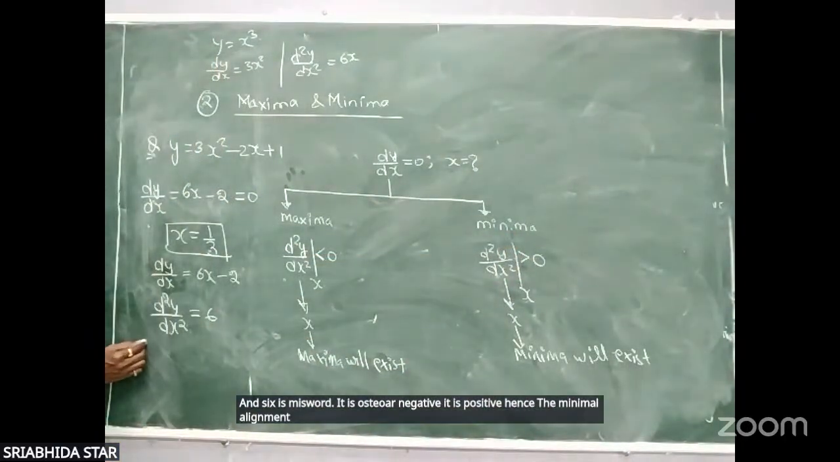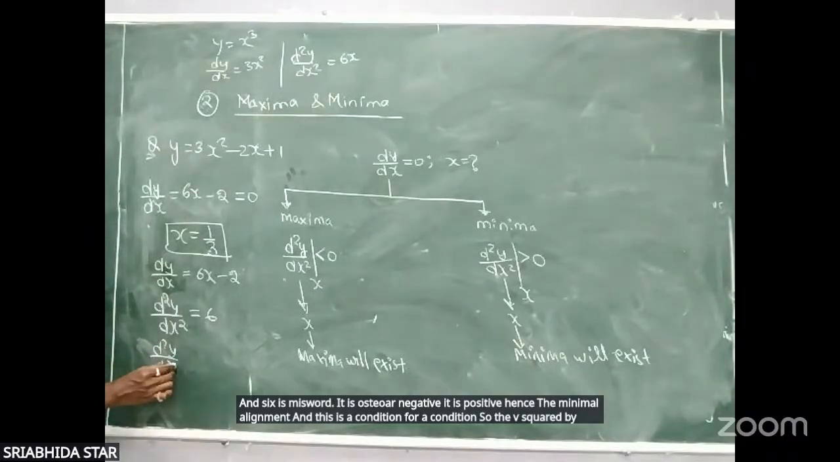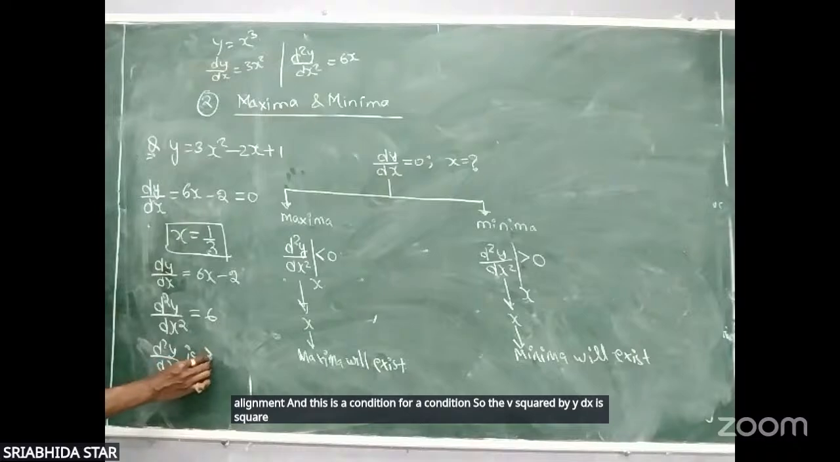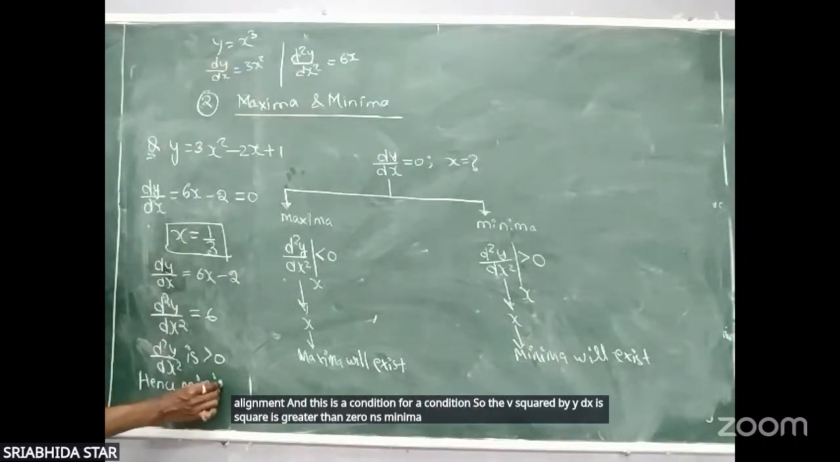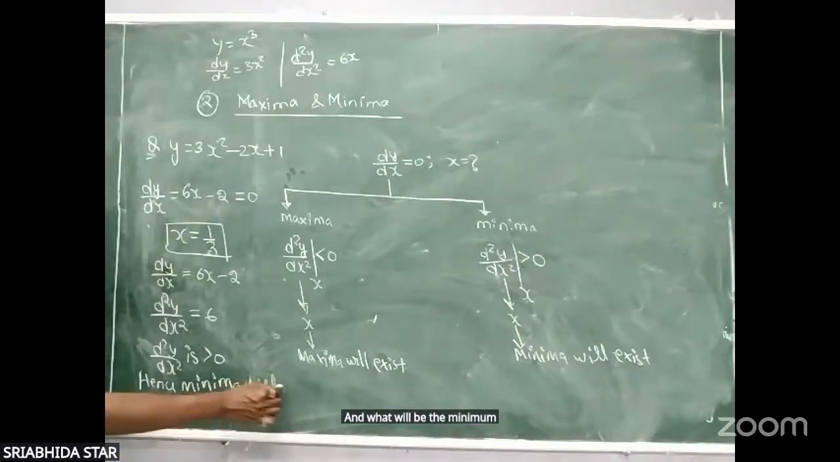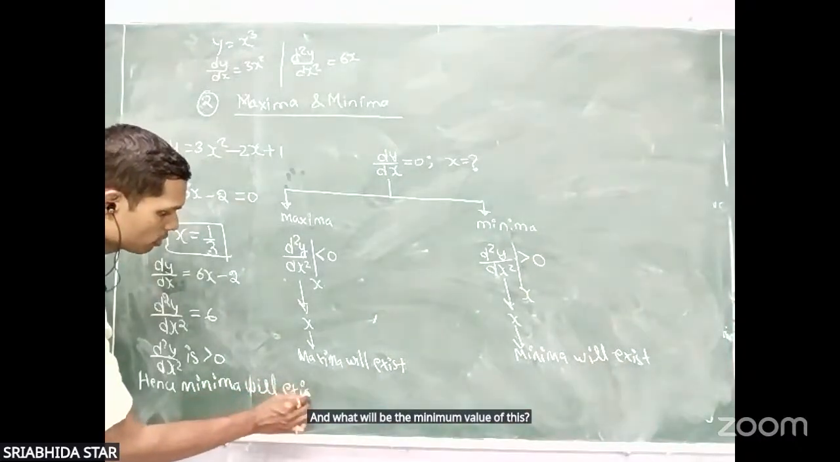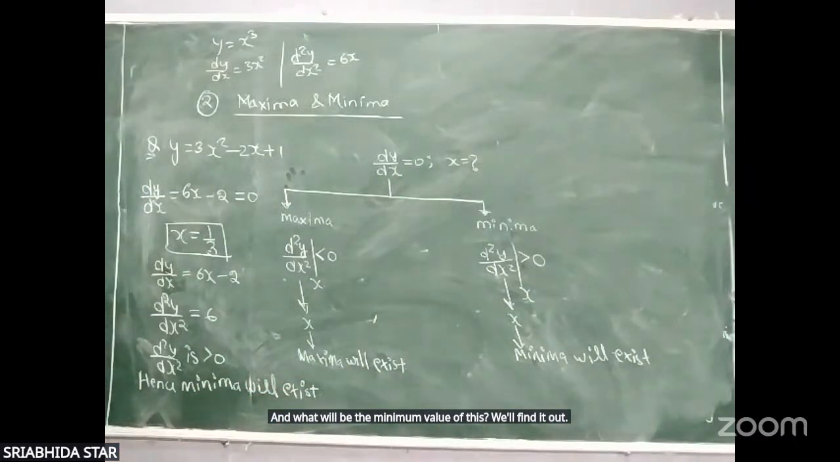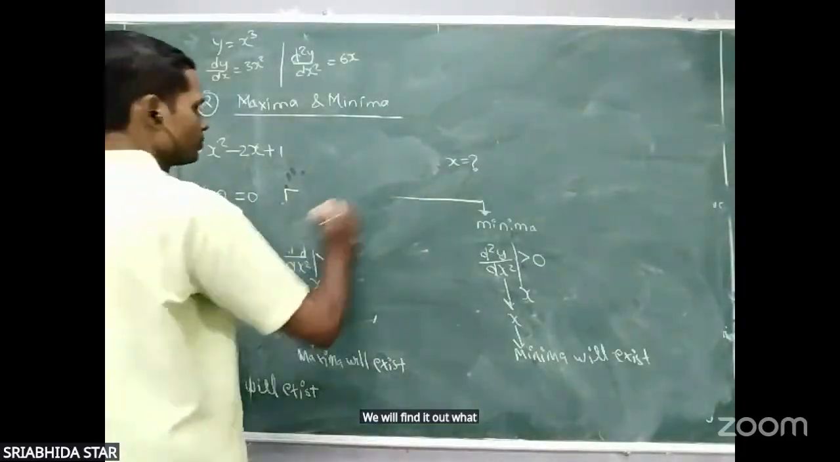Hence, this is the condition: d square y by dx square is greater than 0. Hence, minima will lie. And what will be the minimum value of this? We will find it out. What is the minimum value?